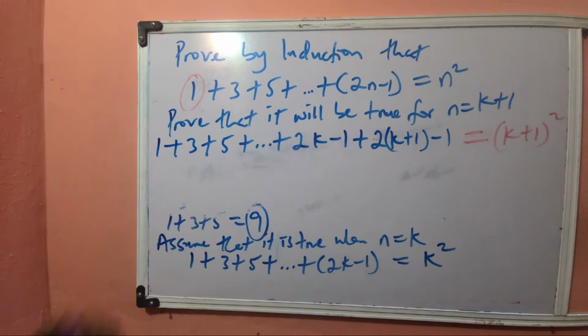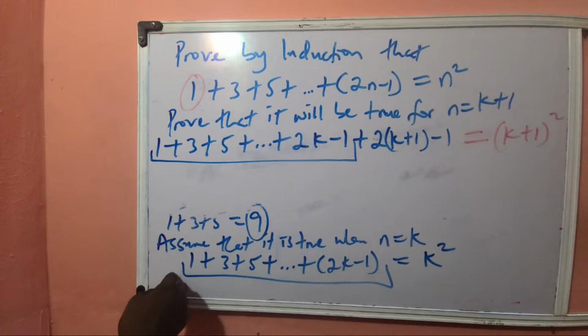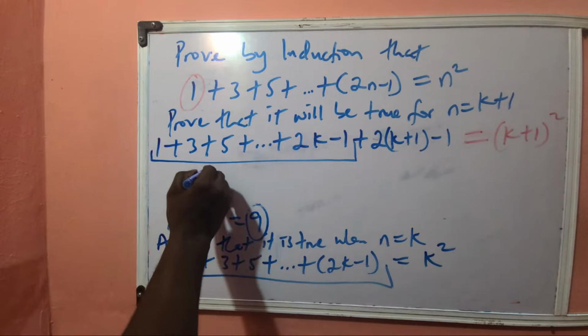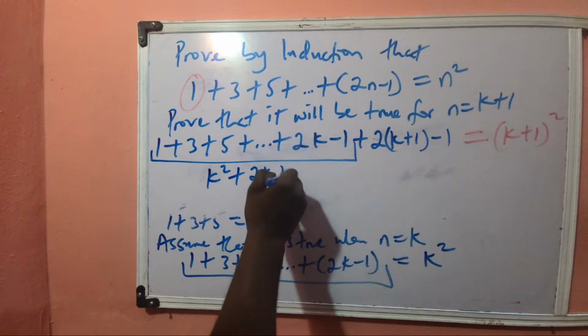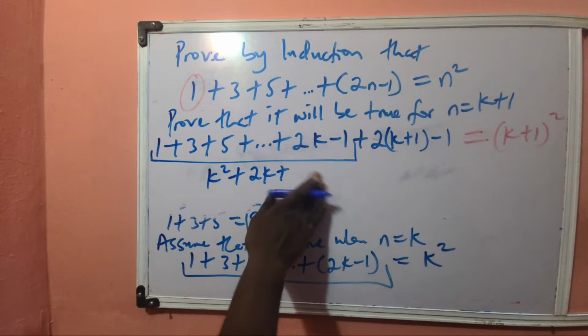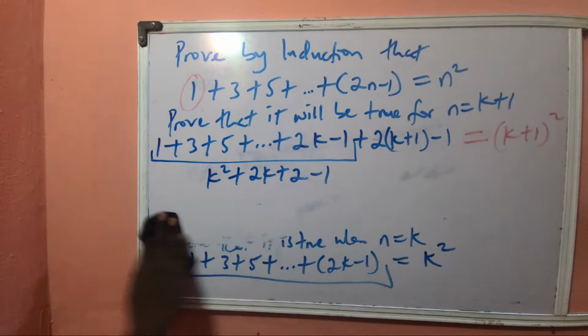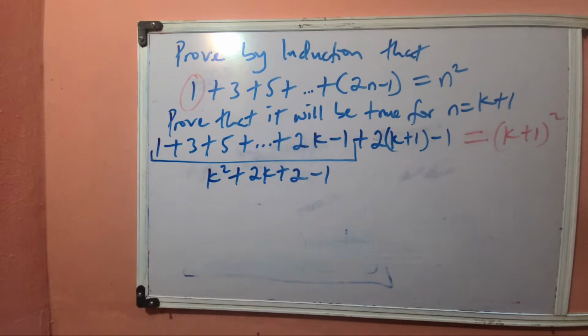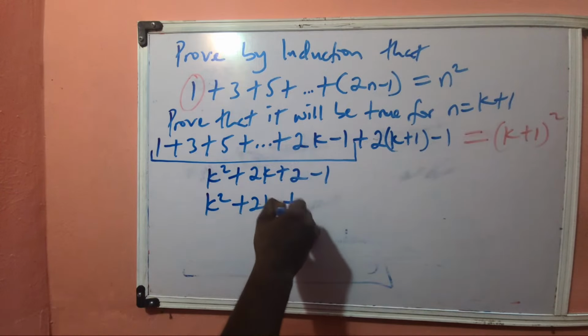Very simple. From this place I highlighted now, I can see that this was all this, of course, the k when n equals k. So rather than writing all this long thing, I can just write k squared because I was told that 1 to this place equals k squared. So I just write k squared now plus, of course, I can open this. This will be 2k plus 2, 2k plus 2 minus 1. All right, and now I have k squared plus 2k plus 1.